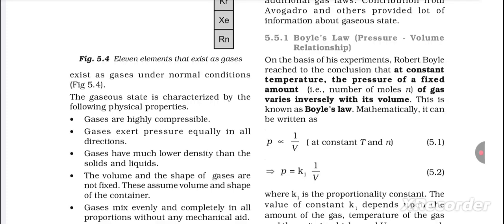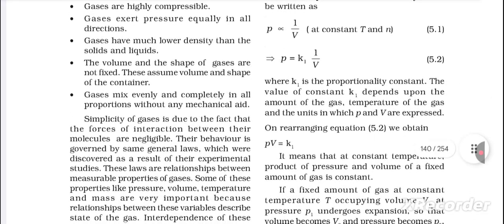Mathematically it can be written as P is directly proportional to 1 by V. Here V represents volume. P equals K into 1 by V, where K is the proportionality constant. The value of the constant depends upon the amount of gas, temperature of the gas and the unit in which P and V are expressed. On rearranging the equation, we obtain PV equals K. It means that at constant temperature, the product of pressure and volume of a fixed amount of gas is constant.